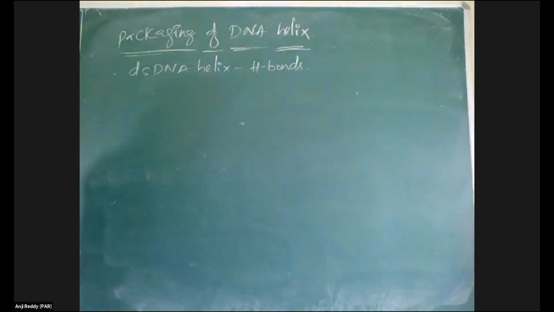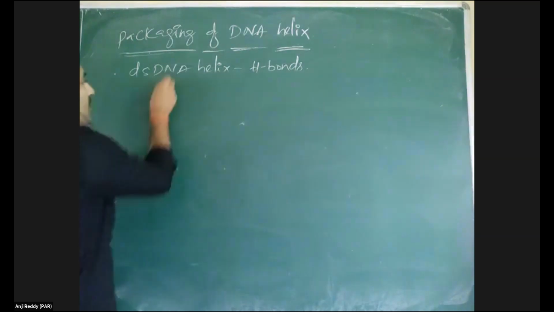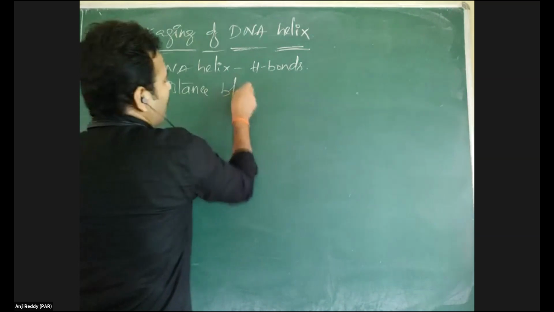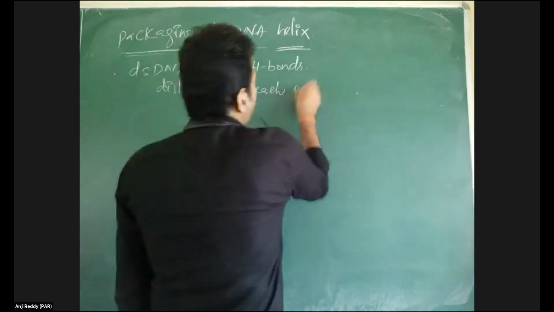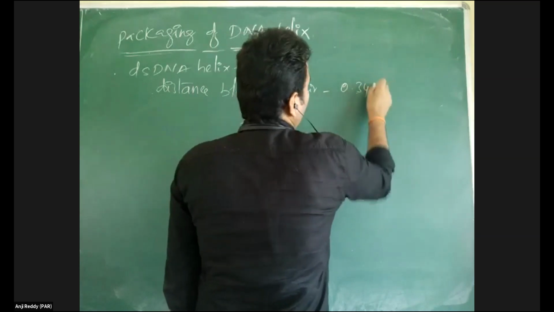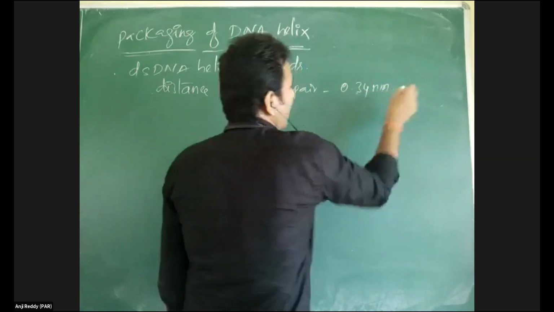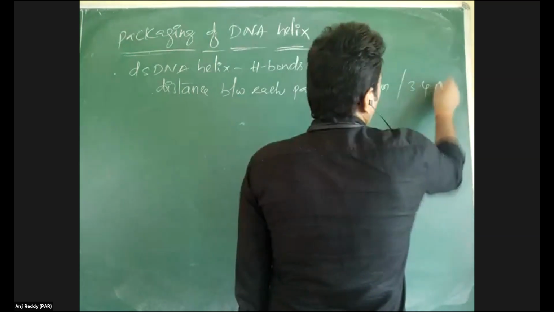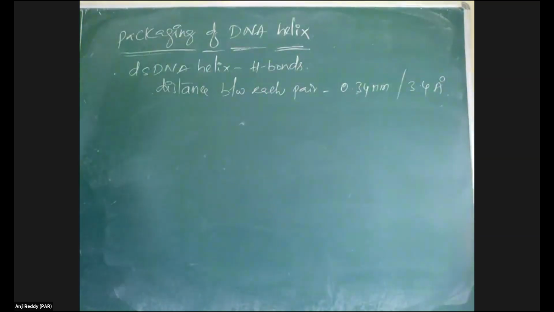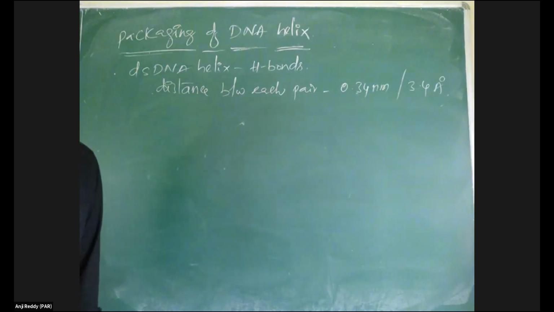In that helical DNA, what is the distance between each base pair? The distance between each base pair is equal to 0.34 nanometers or 3.4 Angstrom. 0.34 nanometers or 3.4 Angstrom is the distance between each and every nucleotide.